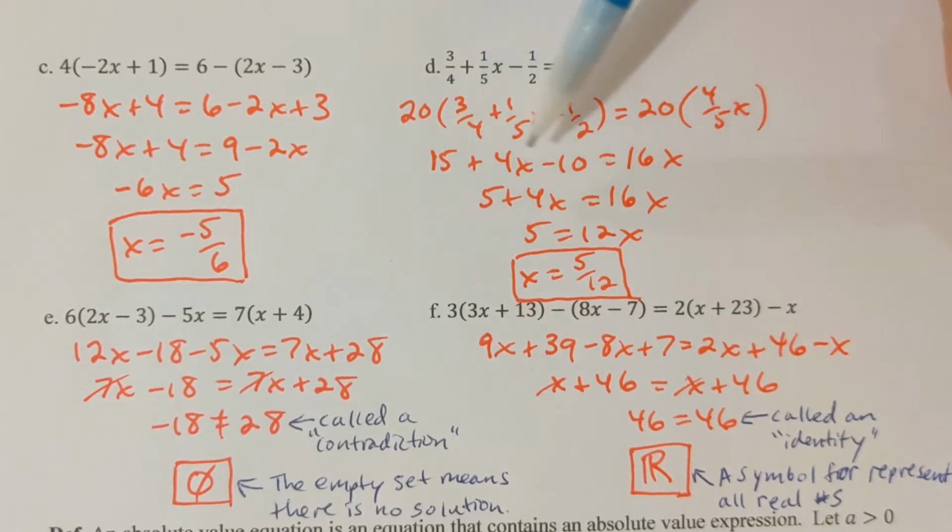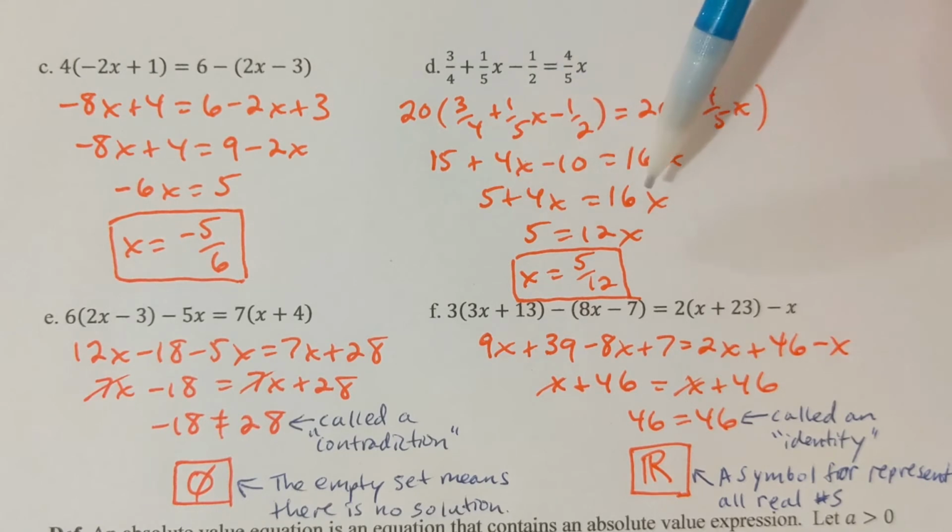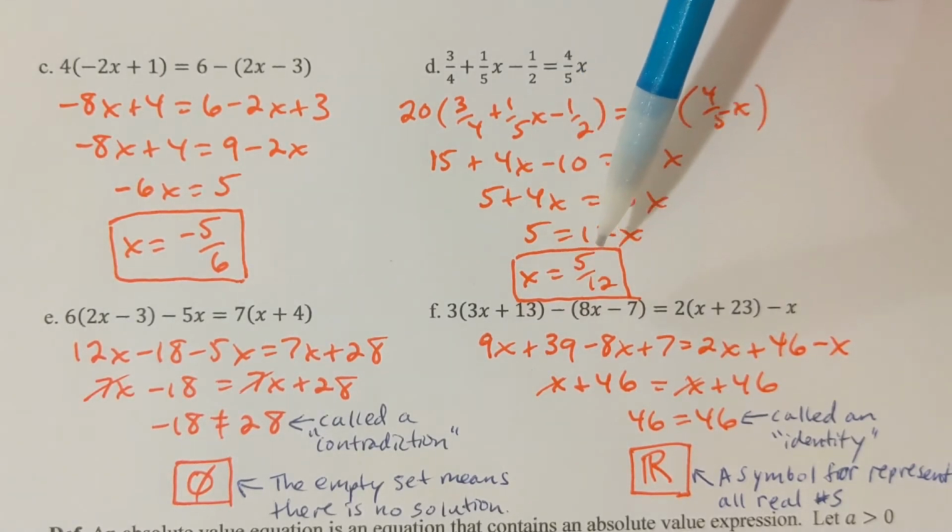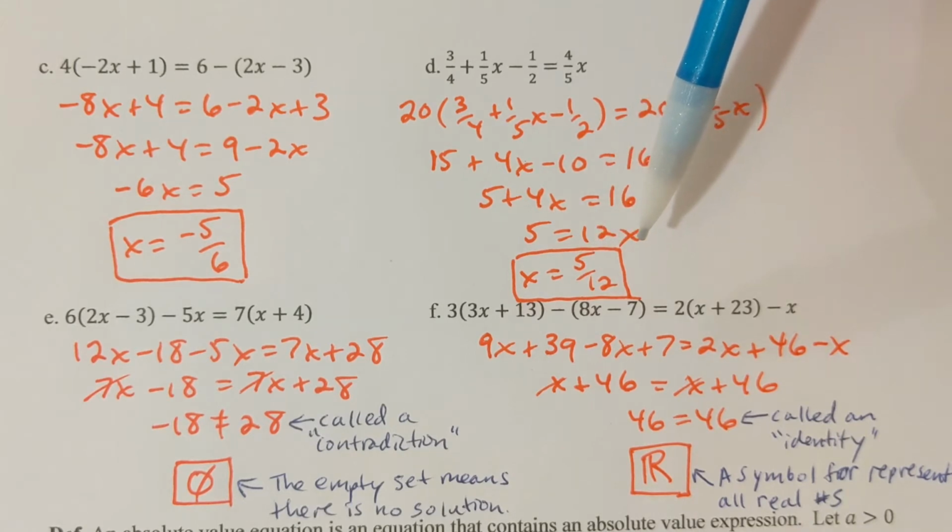Combine the like terms, 15 minus 10 is 5. And then I'm going to subtract 4x from both sides. 16x minus 4x is 12x there on the right. Divide by 12, that way x is all alone, and we're getting x equals 5/12 as the exact answer.